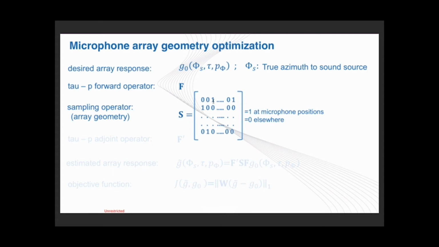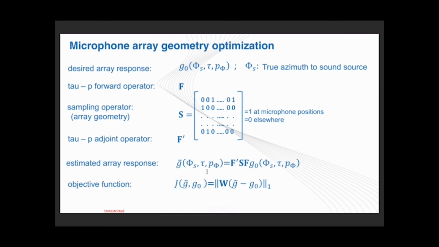The operator can be seen as a matrix with 1s at microphone positions and 0s elsewhere. We have the adjoint tau.p operator that transforms from the data space back to the tau.p model space. When we cascade these operators and apply them to the desired array response, we get an estimated array response G tilde. This response is dependent on the sampling operator S.